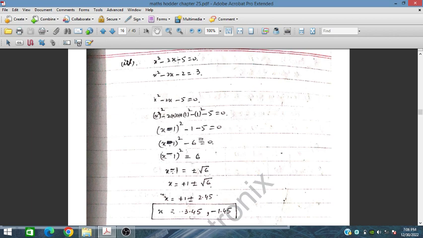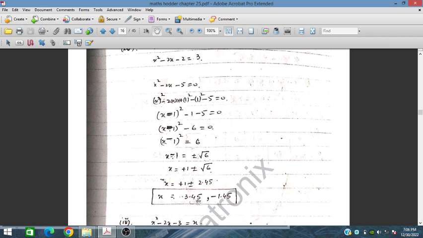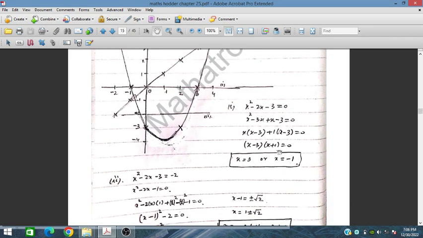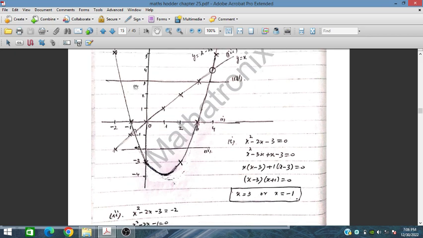Like the other methods, this is 6, and here we have x minus 1 is equal to plus or minus the square root of 6, so x is 1 plus or minus the square root of 6, and we have the solutions x is equal to 3.45 and x is equal to minus 1.45. So at y is equal to 3 we have one solution here and the other solution is here.